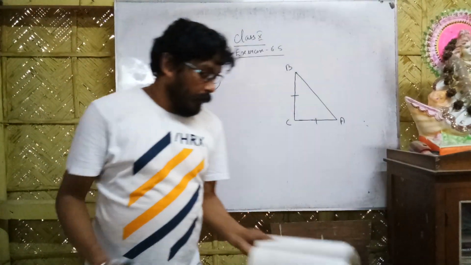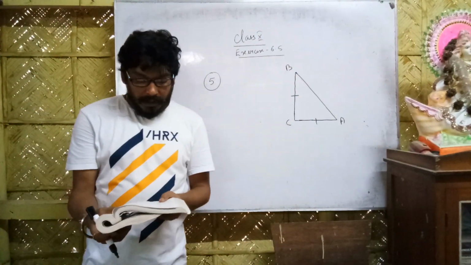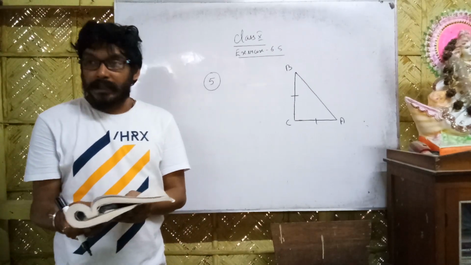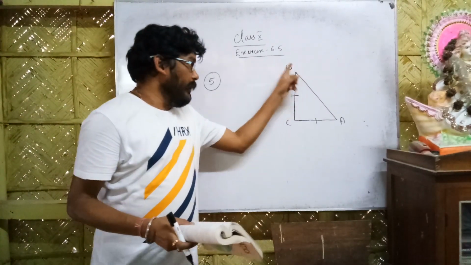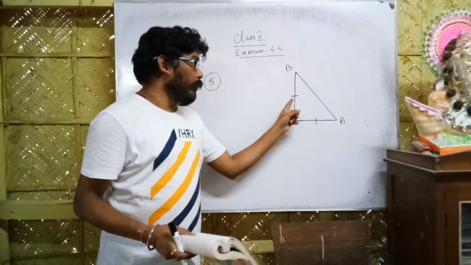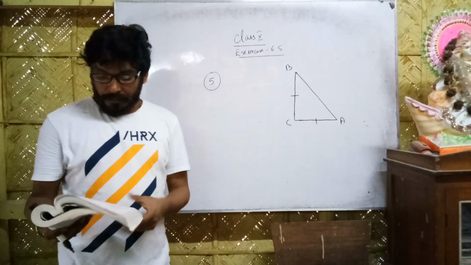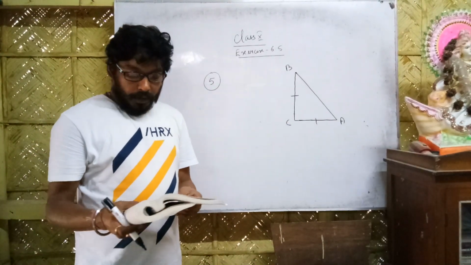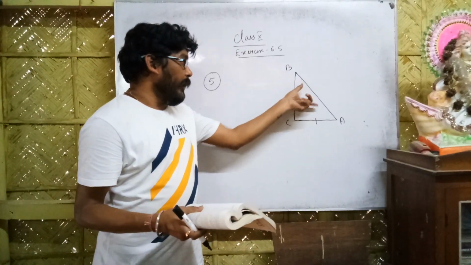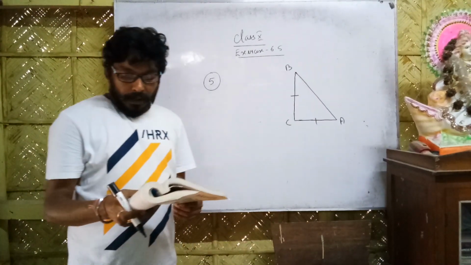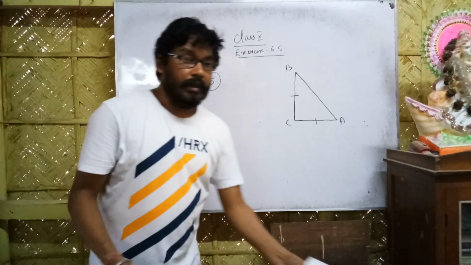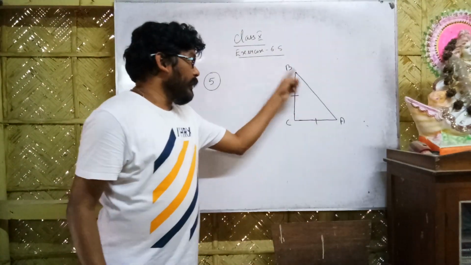Question number 5. What did they say? ABC is an isosceles triangle with AC equal to BC. So ABC isosceles triangle with AC equal to BC means AC and BC are equal. If AB square equal to 2AC square, it is given AB square is equal to 2AC square. Prove that ABC is a right triangle. You have to prove ABC is right triangle.